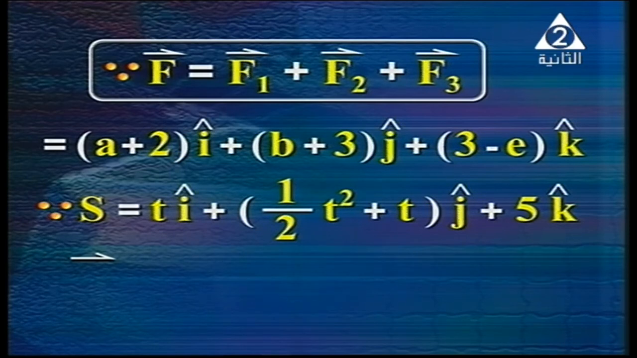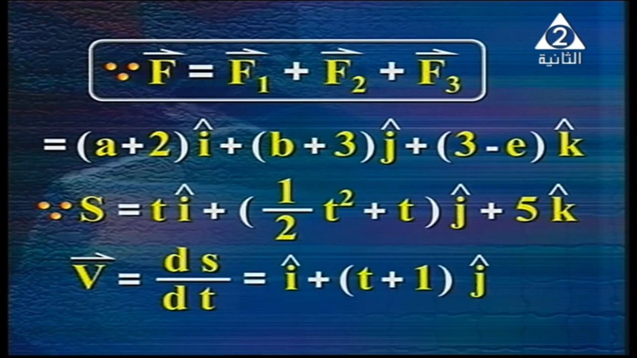But we have displacement, the relation between displacement and time, as T i plus bracket half T squared plus T j plus 5k. In this, velocity v equals ds by dt. Differentiating displacement with respect to time t gives I plus bracket t plus 1 j. Therefore, acceleration dv over dt. What is the acceleration? Change of the velocity. dv over dt equals j.